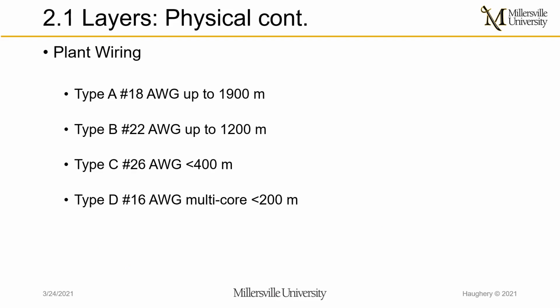There's 4 types of wire that can be used for Fieldbus. These 4 types are types A, B, C, and D. Type A uses 18 gauge wire up to 1900 meters long. Type B uses 22 gauge wire that can be used up to lengths of 1200 meters. Type C can use 26 gauge wire up to 400 meters or less than 400 meters. And Type D uses 16 gauge multi-core wire that can be used under 200 meters.